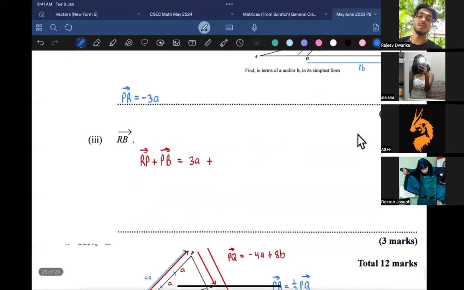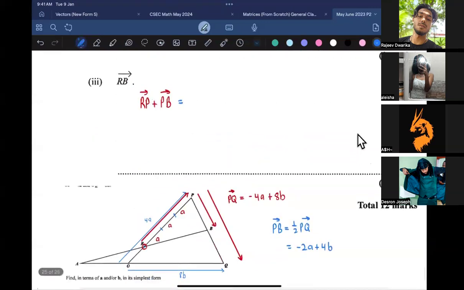So let me just plug that in and you get your answer. R to P was 3A. So that'll be 3A minus 2A plus 4B. So 3A minus 2A is what? It's 1A, or you can just write A. And that's the answer: A plus 4B. That's it. Tell me if you understand that.